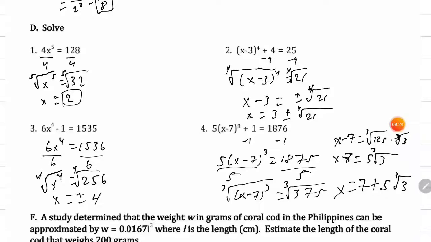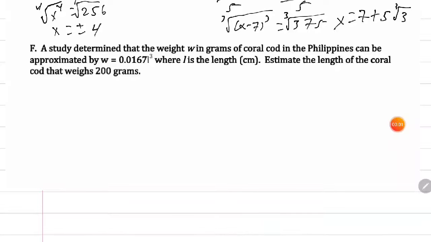Alright, let's do one more practice problem. A study determined that the weight W in grams of coral cod in the Philippines can be approximated by W equals 0.0167 L cubed, where L is the length in centimeters. Estimate the length of coral cod that weighs 200 grams.